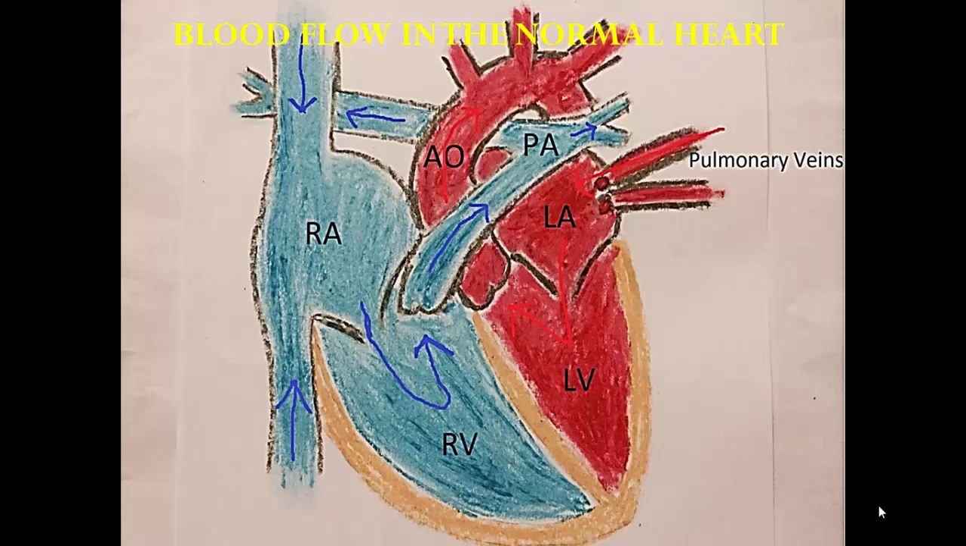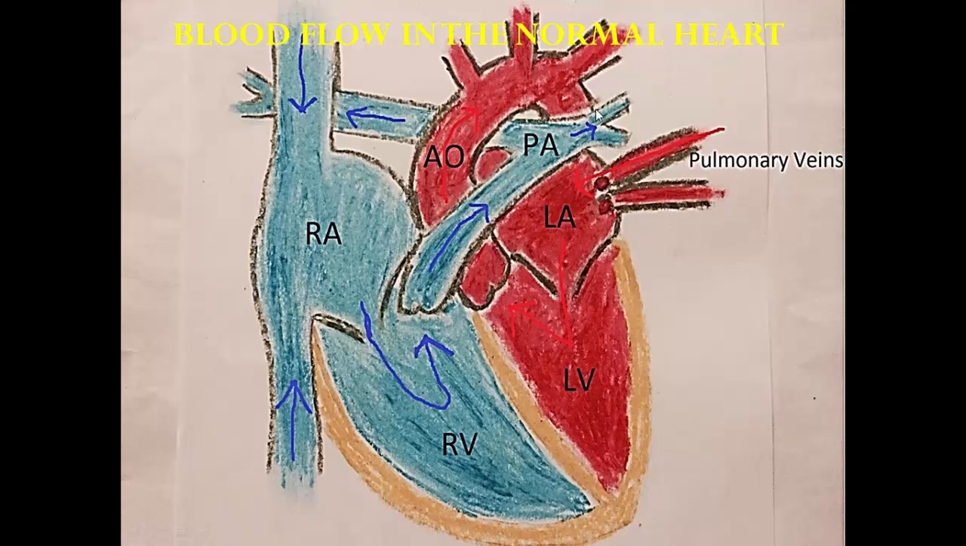Before I describe each defect and how the heart and blood circulation is affected, I want to go over how the blood flows in the normal heart. Deoxygenated blood from the body returns to the heart through the right atrium. It passes through the tricuspid valve and into the right ventricle. The right ventricle then pumps the blood through the pulmonary valve into the pulmonary artery and to the lungs. This is where we get oxygen.